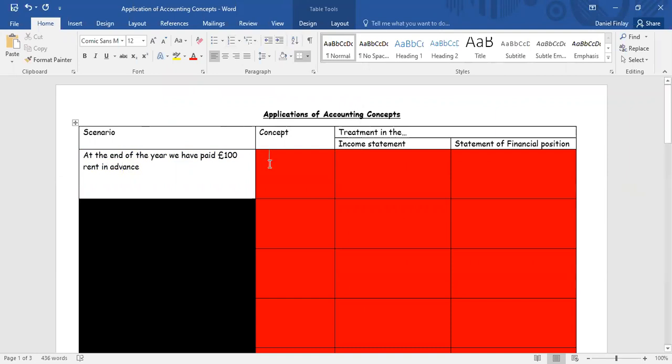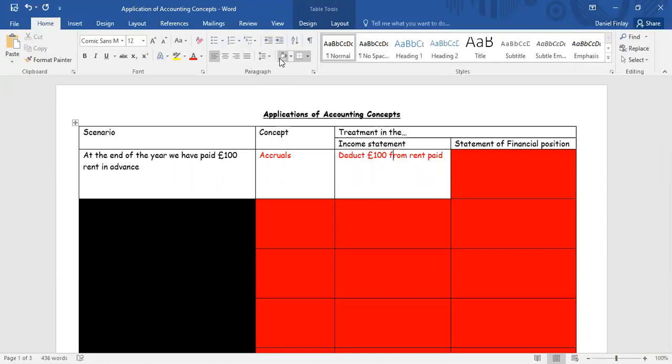So the concept of that is called accruals. And to fix it on the treatment on the financial statements and the income statement, we should subtract it from the rent paid account. And on the statement of financial position, we should have it as an other receivable, because at the end of this year, if I wanted that £100 back, then I would receive it back. So it's something I would be owed.